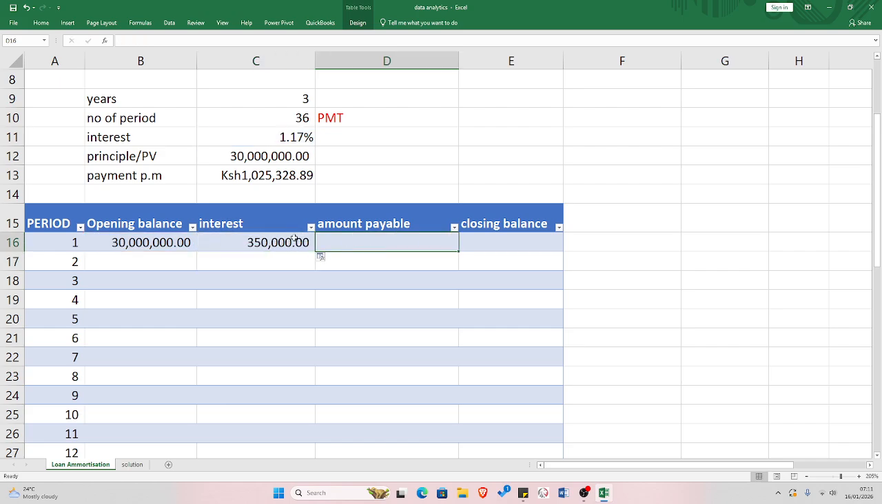Then I have the amount payable. The amount payable is this one here. You realize I'm not having the figures by themselves. I am simply using formulas to insert the figures.